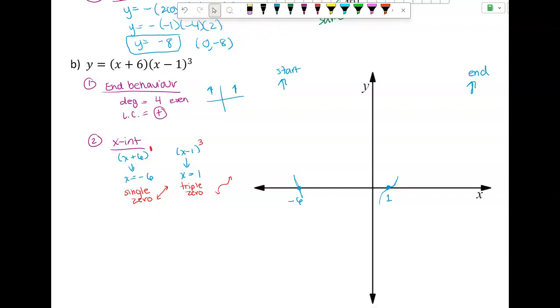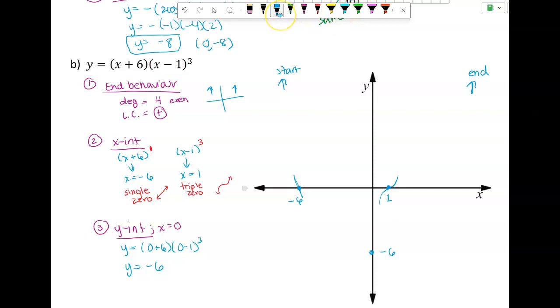But we also have one more piece of information, which is our y-intercept. So we're going to look into that. And that is always when x is equal to 0. So plugging that in, y equals 0 plus 6 in brackets, 0 minus 1 cubed. So really y equals negative 6. That's 6 times -1. Okay, so that would mean somewhere down here at -6, it's going to cross my y-axis.